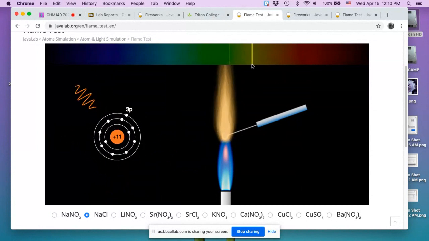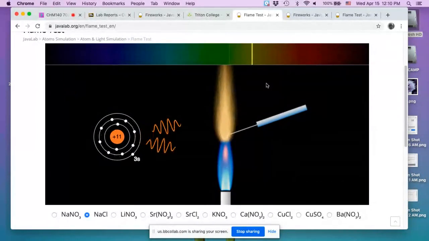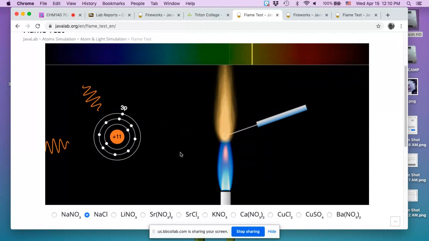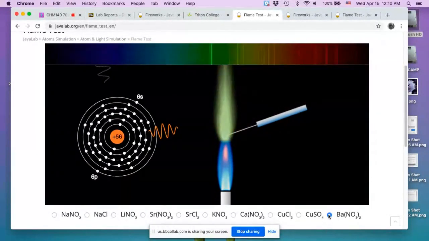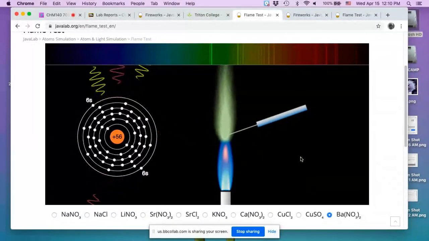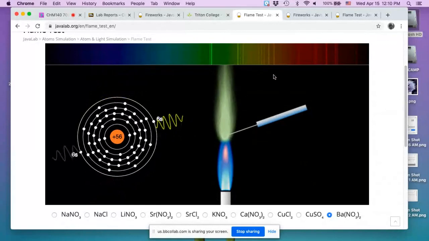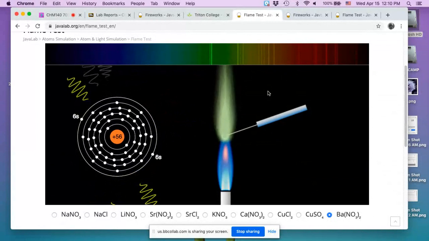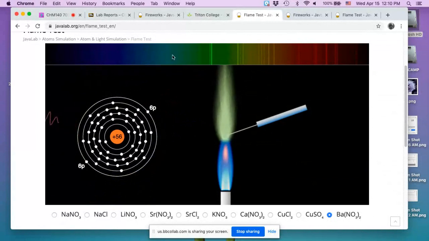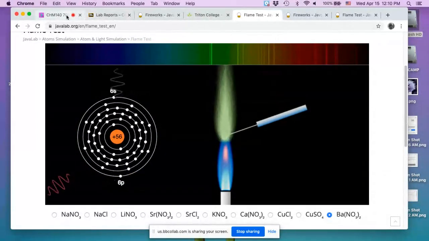On some of the other ones, you're going to have more lines. You just pick the 3 that are the most intense and put those in. To change which one we're seeing, you just click on one of these buttons at the bottom. So if I want barium nitrate, I click there. Now it's that color. Now you've got some other colors in the line spectra that you could pull out. So anyhow, that's how this all works.